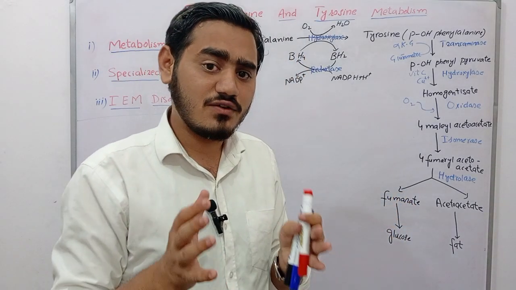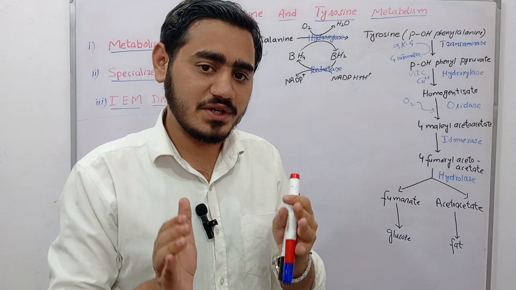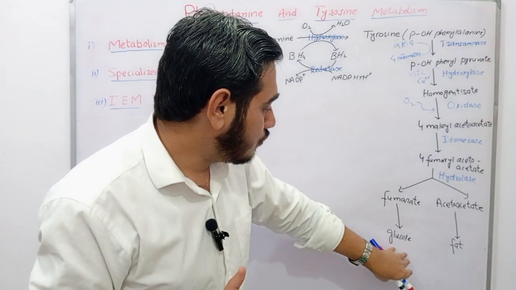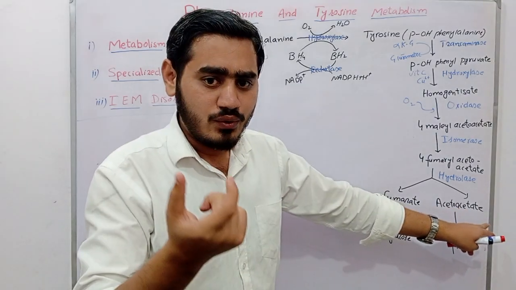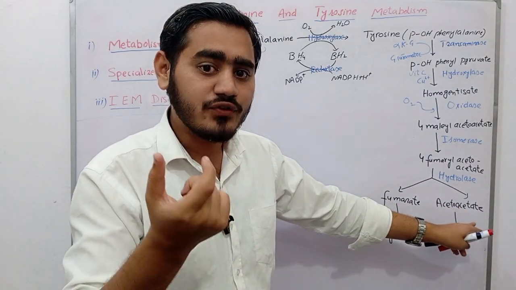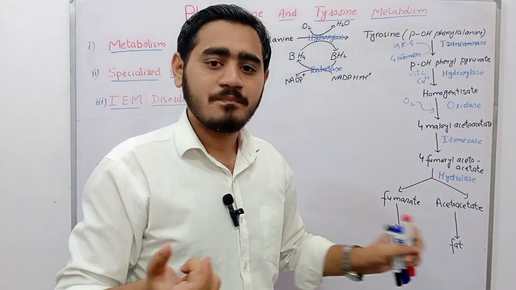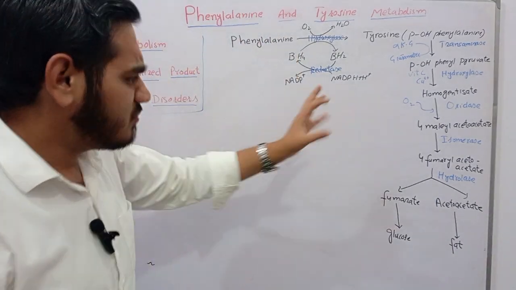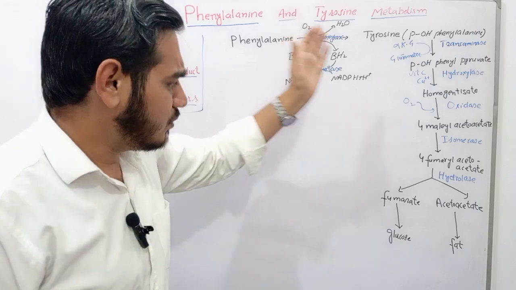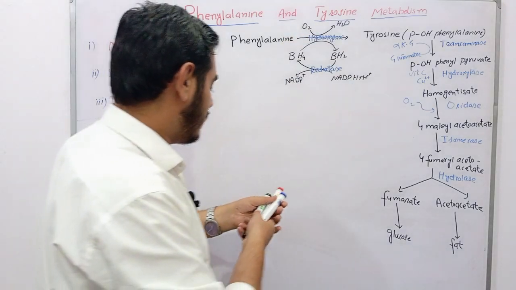Gluconeogenesis means synthesis of glucose from non-carbohydrate precursors. There is a formation of glucose and acetoacetate. Acetoacetate is a ketone body, and it forms fat. Okay. Now coming toward some disorders, some inborn error metabolic disorders from here.